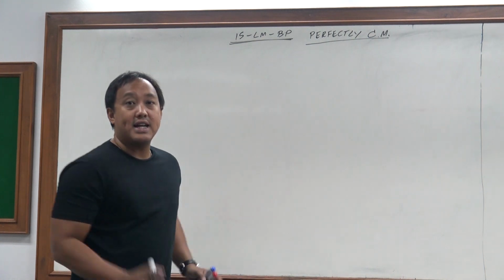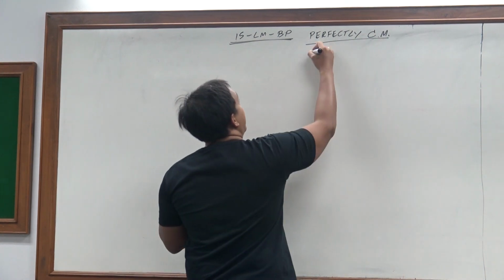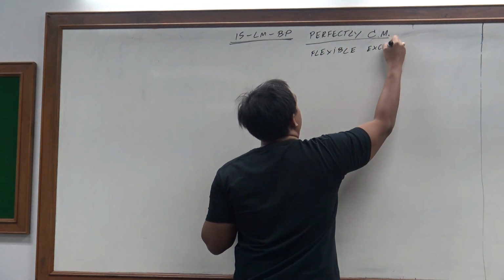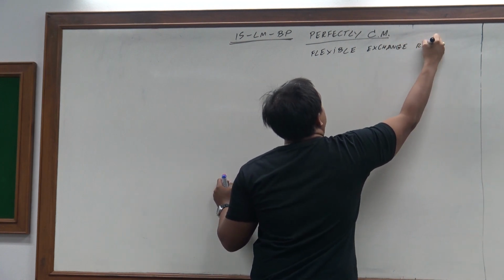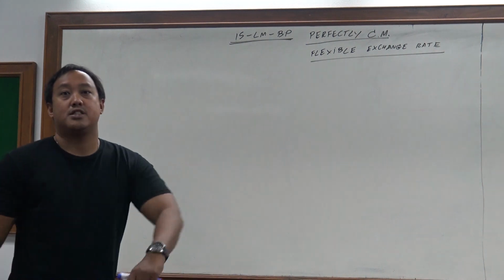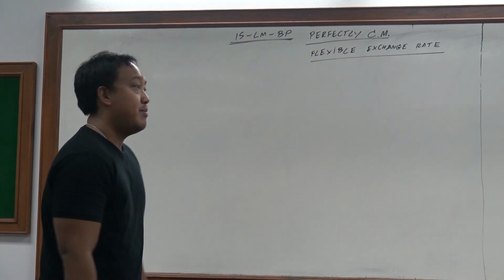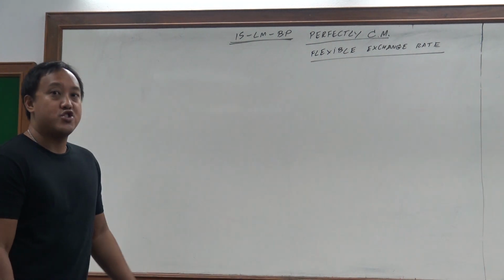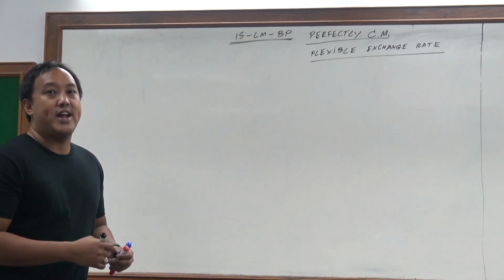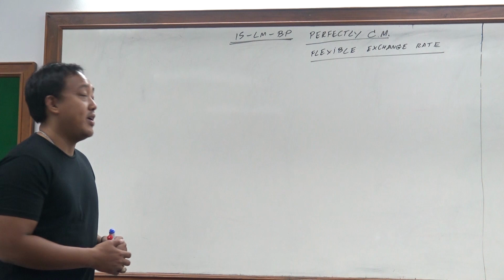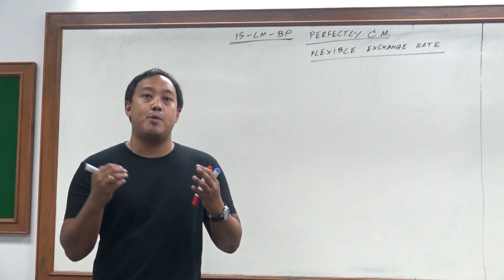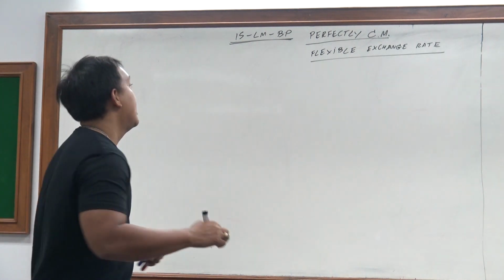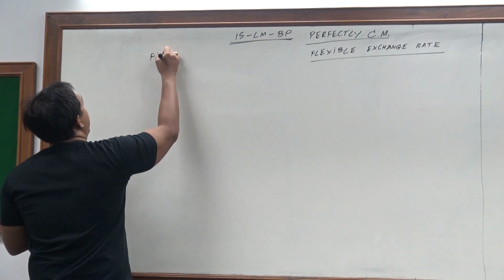For this one, we're going to assume that the country is using a flexible exchange rate. IS, LM, and BP, perfectly capital mobility, and we're going to focus on the flexible exchange rate. We're going to talk about the fixed exchange rate later. First, I'm going to compare fiscal policy and monetary policy, and first here is going to be fiscal policy.